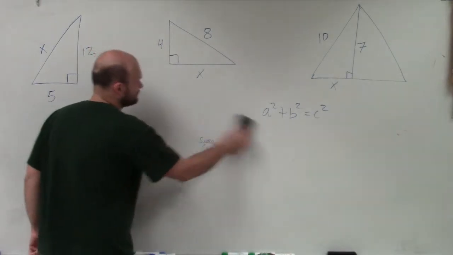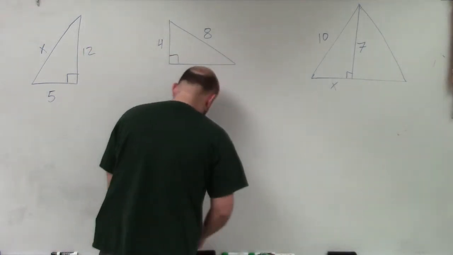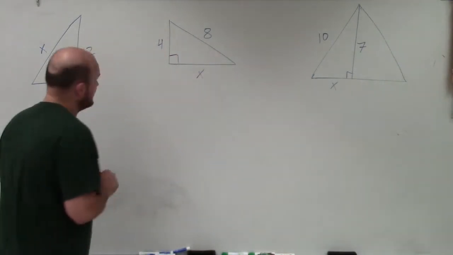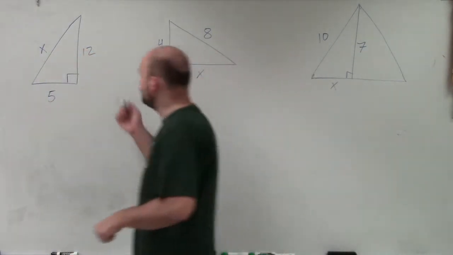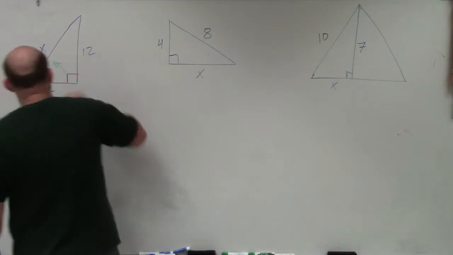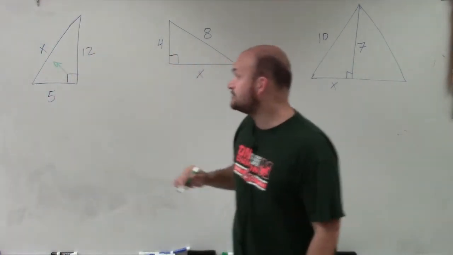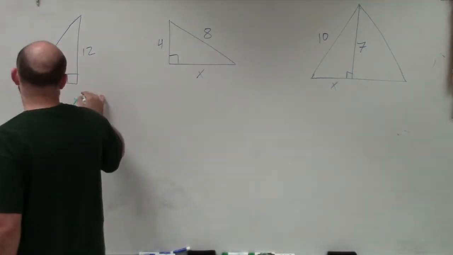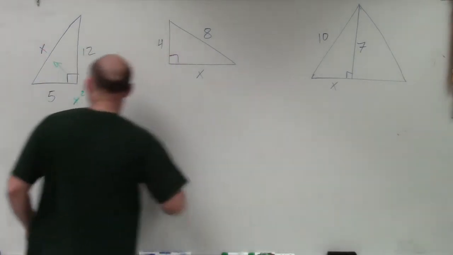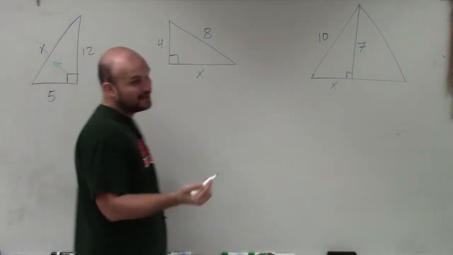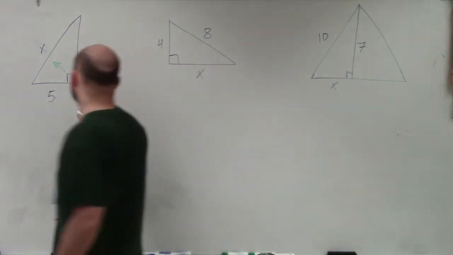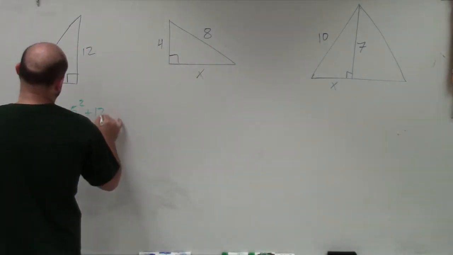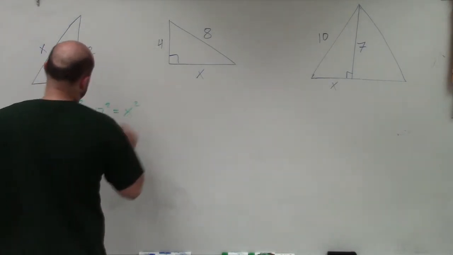All right, let's take a look at our first problem. Anytime I see a right triangle, the first thing I want to do is identify the hypotenuse. I can see my hypotenuse here is x. Remember, side squared plus side squared equals my hypotenuse squared. So my two sides are 5 and 12, and I have 5 squared plus 12 squared equals x squared.